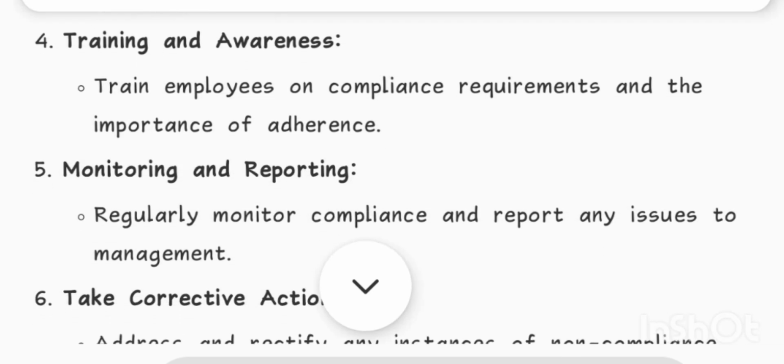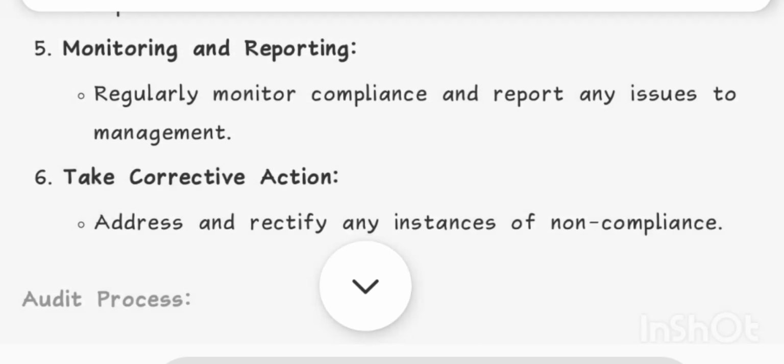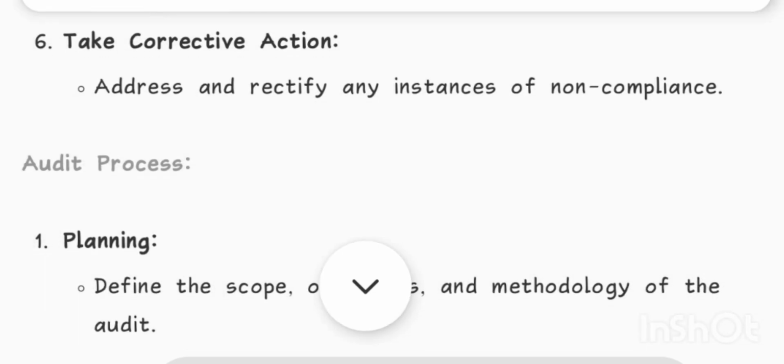4. Training and awareness. Train employees on compliance requirements and the importance of adherence. 5. Monitoring and reporting. Regularly monitor compliance and report any issues to management. 6. Take corrective action. Address and rectify any instances of non-compliance.